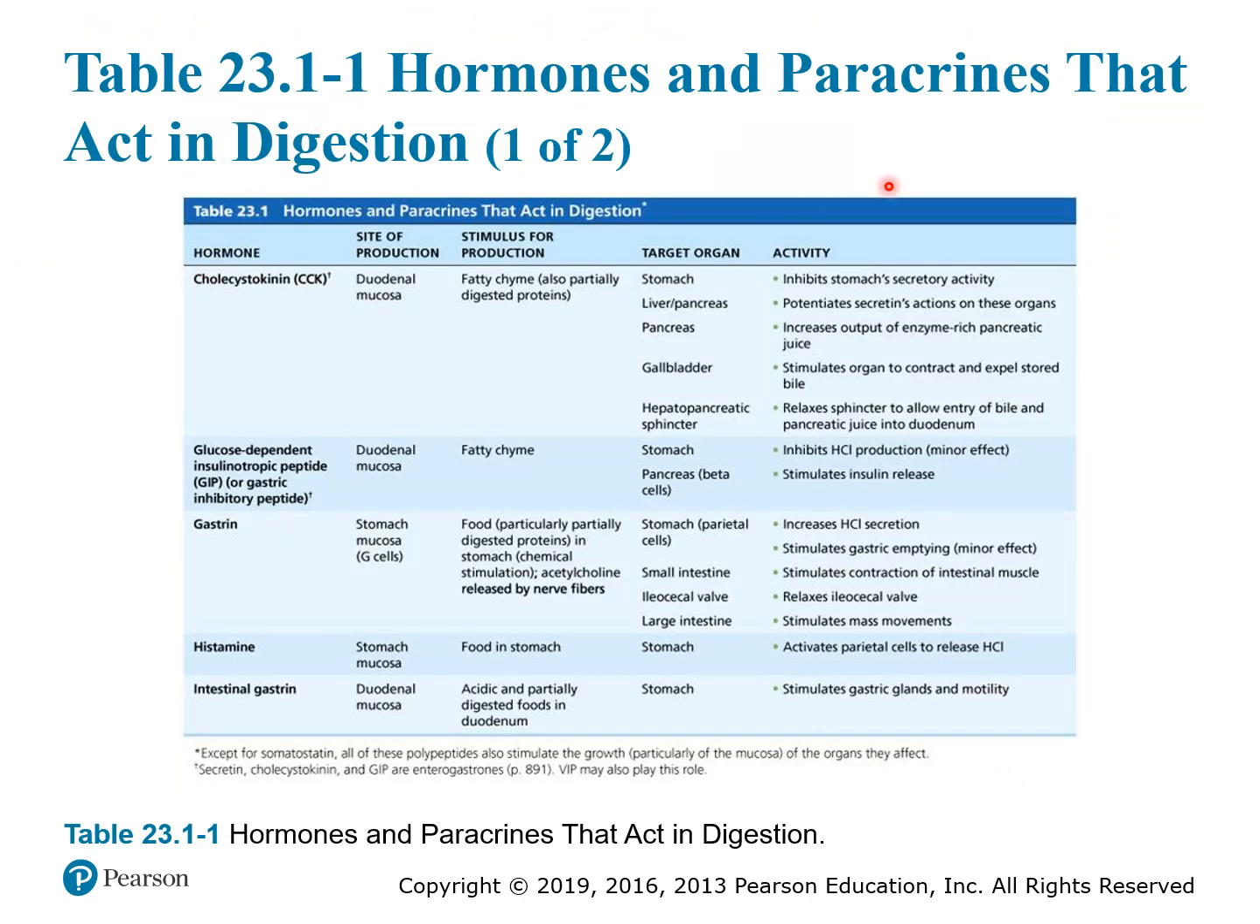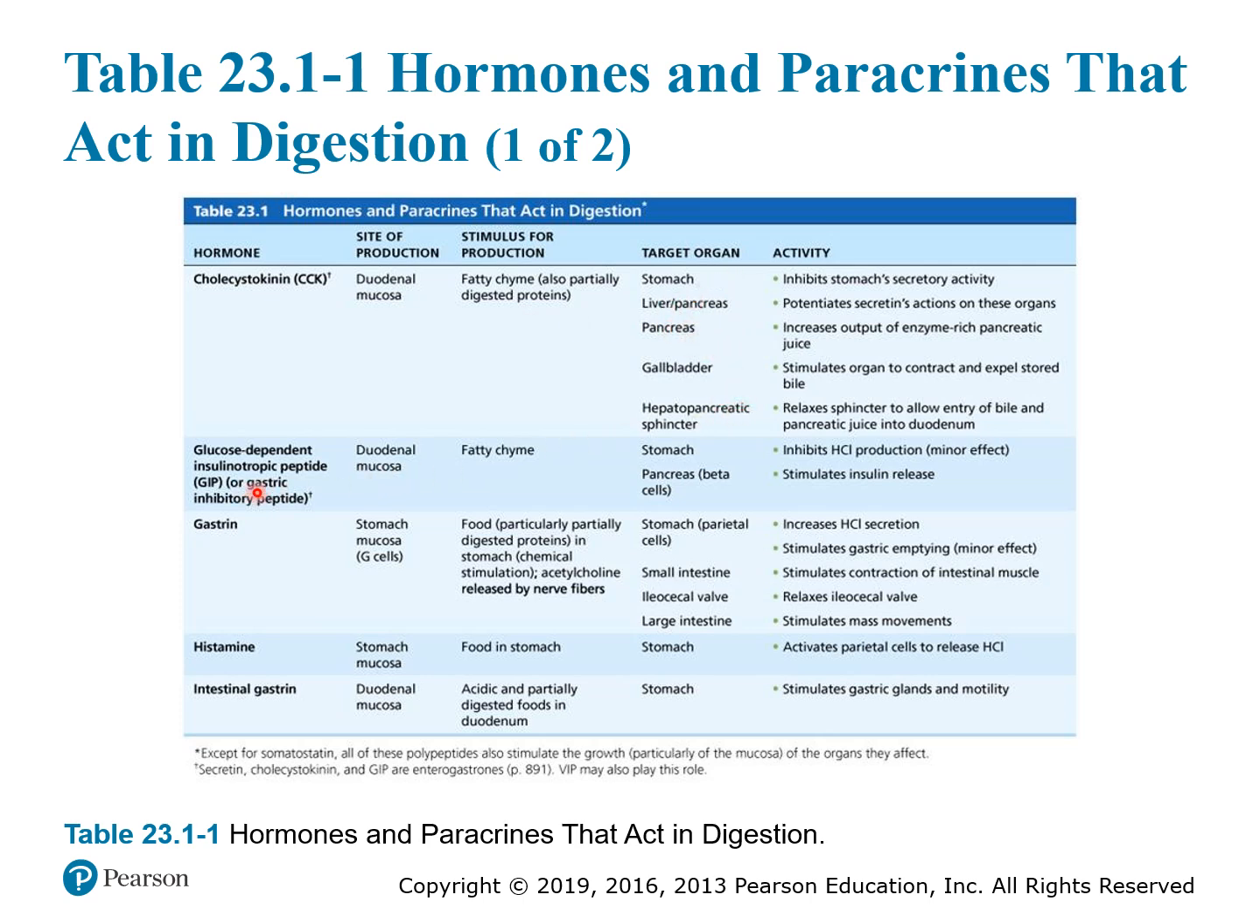So this is a table in your Pearson, and it talks about the hormones and the paracrines that act in the digestion, and not only on the stomach but on all the GIT, different GIT organs. It is good if you can go over it. So just know the main effects. Like cholecystokinin is secreted by the duodenal mucosa, and it acts not only on the stomach but also on liver, pancreas, gallbladder.